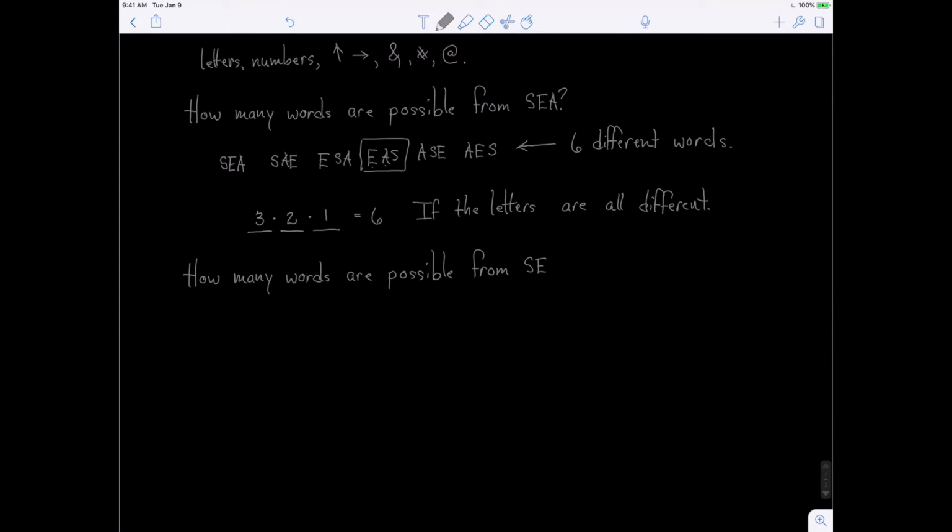How many words are possible from S-E-E? Well, here we go. First off, let's treat this as if all the letters are different. For example, if I write S-E-E, I could also write S-E-E. And we may say, but that's no different. And you're right. But in a way it is, because I actually switched the order of the 2 E's.